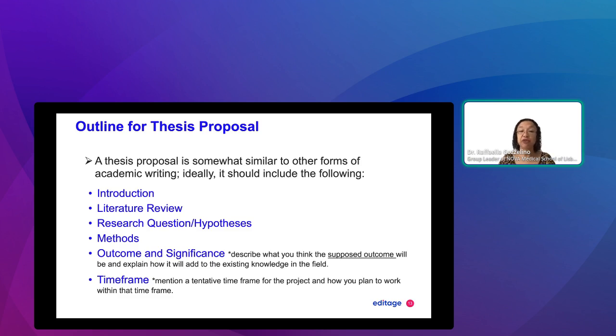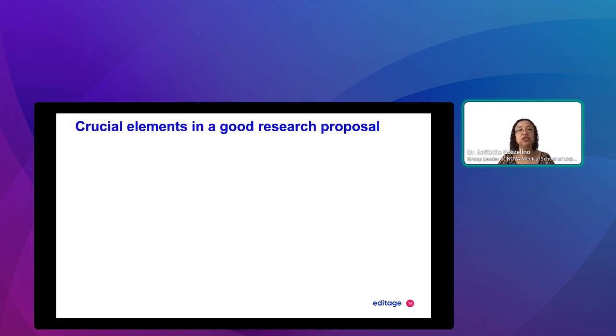And then the time frame, right? You always need to mention a tentative time frame for the project, and how you plan to work within that time frame. You need to write all of this usually to enroll into the master or PhD course, and this is a way for the university to screen your intentions as well, and to talk with your supervisor in case something then needs to be changed.